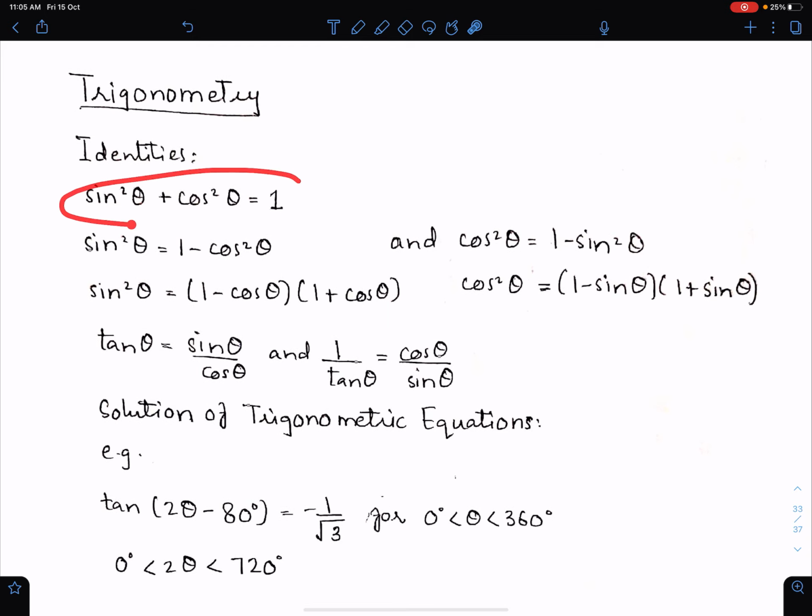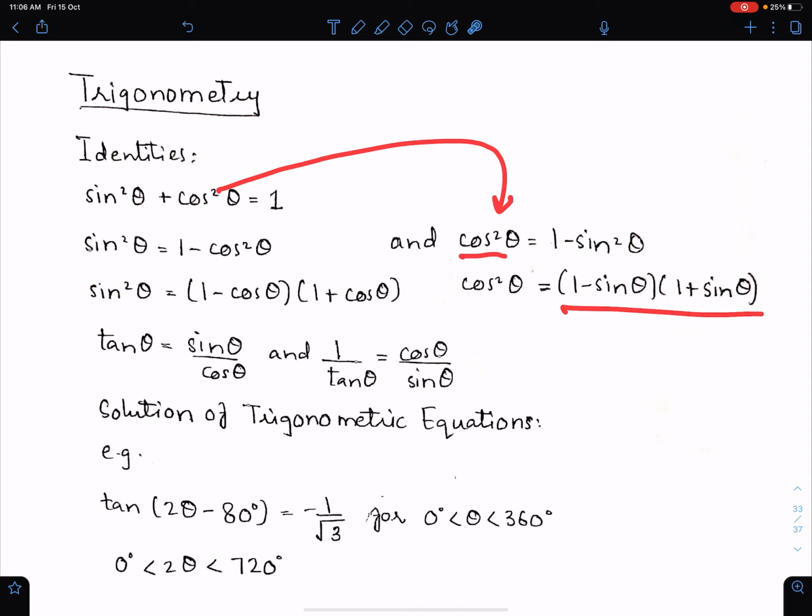Well, we know this identity, sine square theta plus cos square theta is 1. And if we make sine square theta subject from this identity, we will get 1 minus cos square theta, and this is the factorized form of 1 minus cos square theta. Similarly, we can make cos square theta subject from this identity, and this is the factorized form of this. And the formula of tan theta is sine upon cos, and the formula of 1 upon tan is cos upon sine.